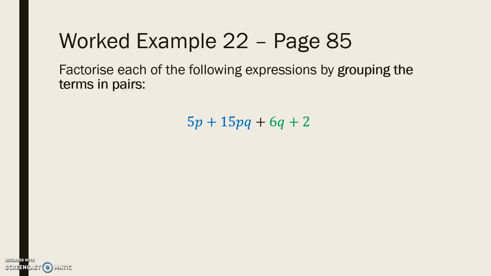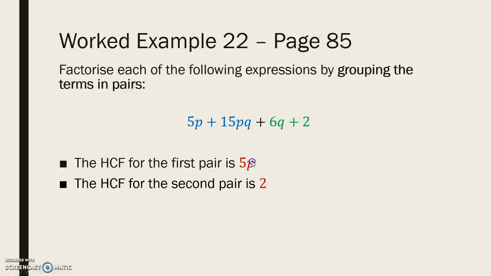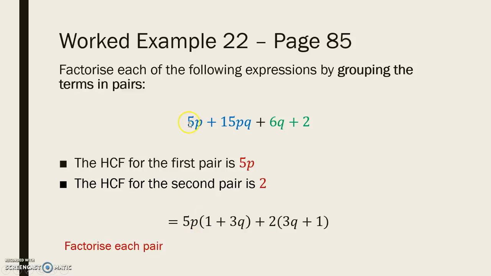I've colour-coded it again. With the blue ones, common factor is p and 5, so 5p. For the green second pair, q is not common to both, so it's just a numeric value. Common factor of 6 and 2 is 2. So now we factorise by those. Let's factorise the first pair. We'll take 5p out, so 5p divided by 5p is 1, they cancel. 15 divided by 5 is 3. We'll take the p out, we're left with the q. So that's that bracket. Over here, 6 divided by 2 is 3. The q stays there. 2 divided by 2 is 1. So there's our factor pair.